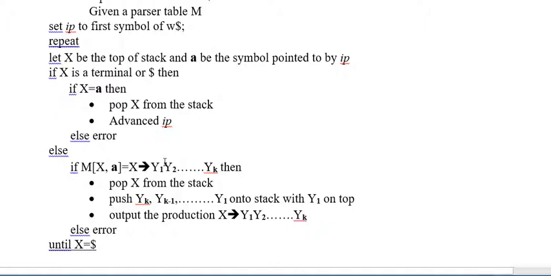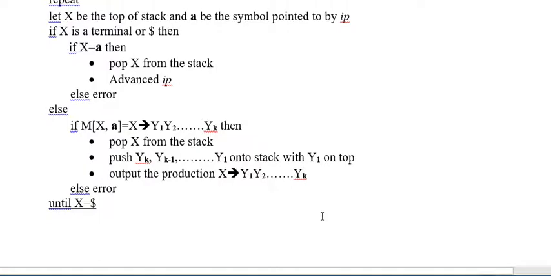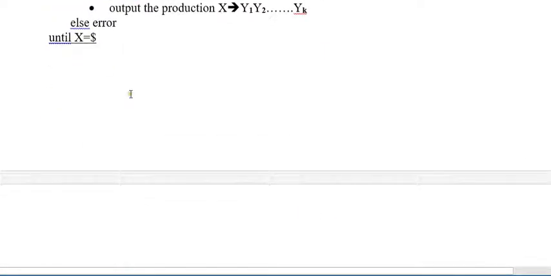when the input symbol is a non-terminal, then check in the two-dimensional table that if X and a, then X tends to Y1 Y2 Yk, then pop X from the stack and push Yk down to Y1 into the stack, with Y1 on the top. Output provides X tends to Y1 Y2 to Yk, else print the error until X is $.